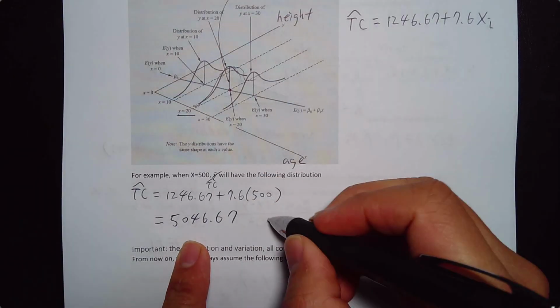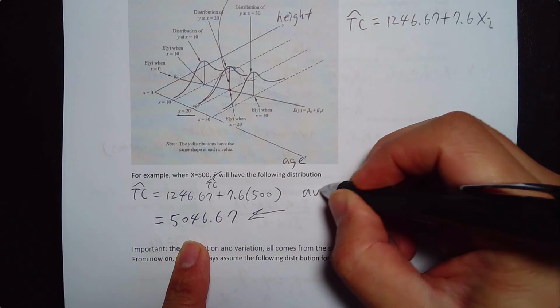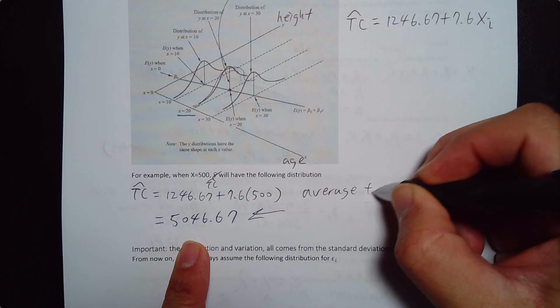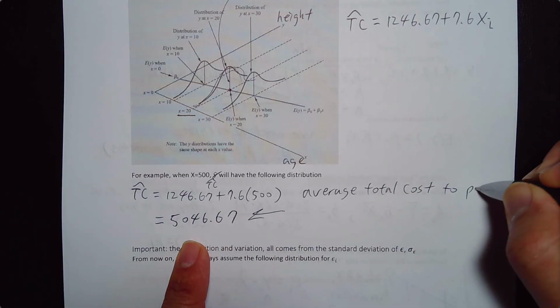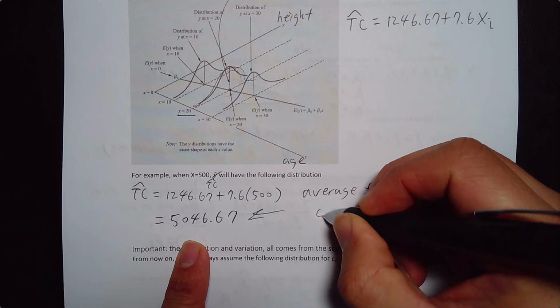The way we interpret this number is, this is the average total cost to produce 500 units.